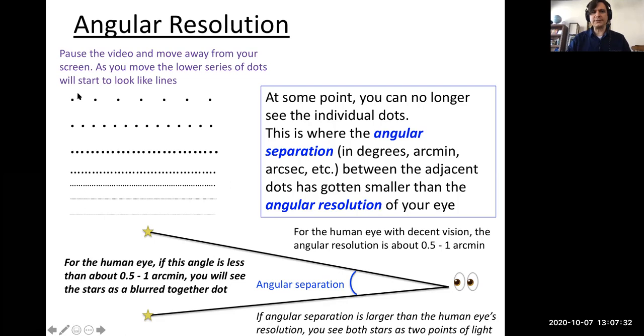So what I've done here is I've just made a series of dots. There is a certain amount of white space between the dots. There is an angular separation between them. And with each row, that angular separation gets smaller and smaller. So this angle with each row gets smaller and smaller. Even with me being as close as I am to my screen right now, this bottom row right here looks like a line. But trust me, it is a series of dots.